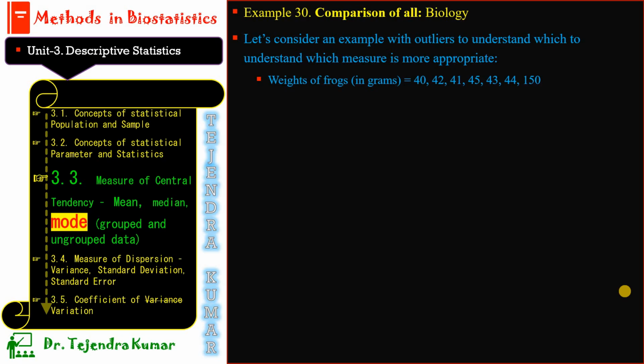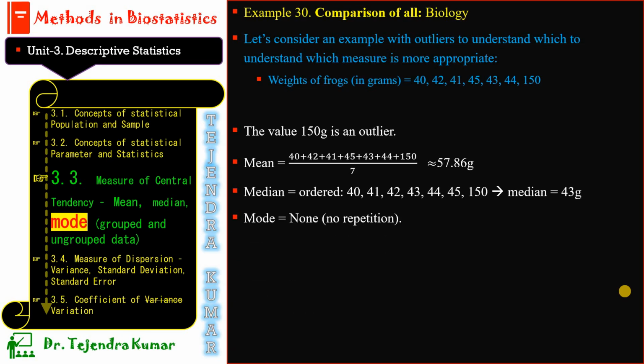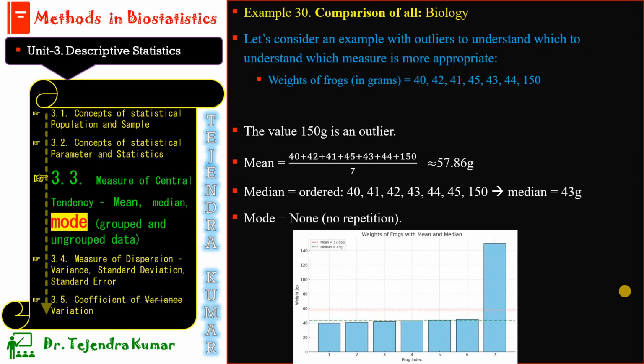The weights of frogs in grams are given here: 40, 42, 41, 45, 43, 44 and 150. First of all, find out the outliers. The value 150 gram is an outlier because it is a very extreme value, and that's why let's calculate the mean. Mean is about 57.86 gram. For the median, order the data and calculate. Then the median is 43 gram. Then mode: there is no mode because no repetition is there. So let's see in the graph.